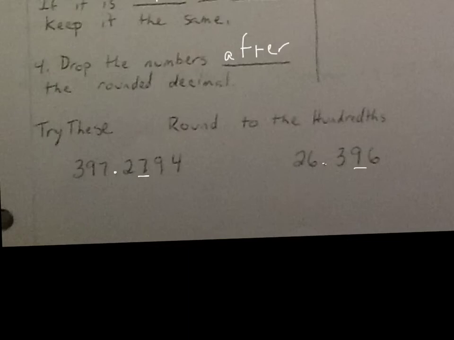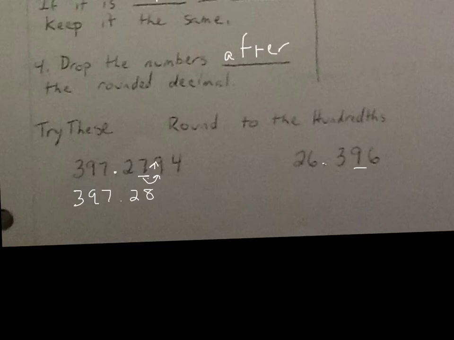So I already underlined the 7, so now I'm going to look to the number to the right, look to the 9. Now the 9 is obviously more than 5, right? So that means I'm going to move the 7 up. So I keep the 397.2, and my 7 goes up because I'm 5 or more. So 7 becomes an 8, and I leave everything else off. And that's the answer. You're done.